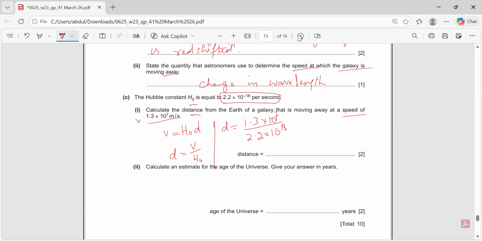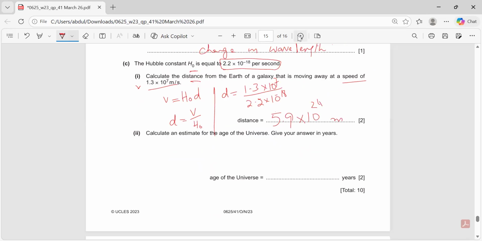I have just placed the values. Now 1.3 times 10 raised to the power of 7 over 2.2 times 10 raised to the power of minus 18. And as it is simplified, 5.9 times 10 raised to power 24. 5.909, so we can write simply 5.9. So the answer is 5.9 times 10 raised to the power of 24, and the unit will be in meters.